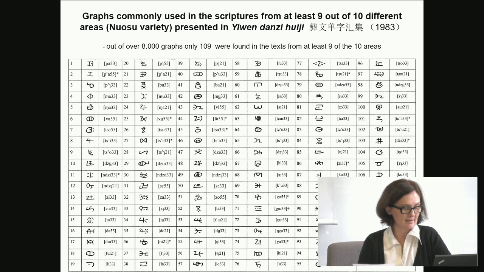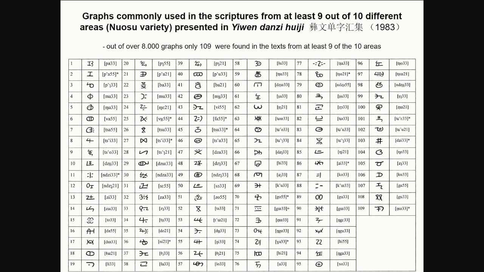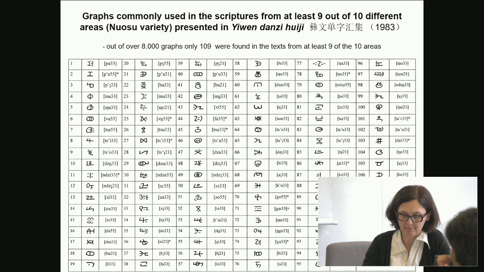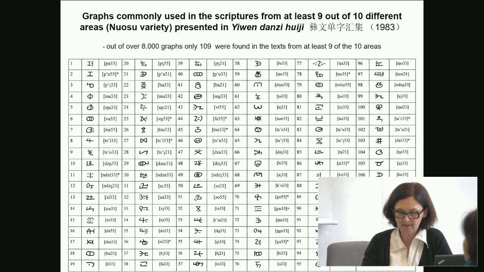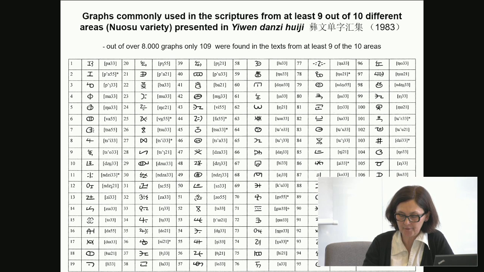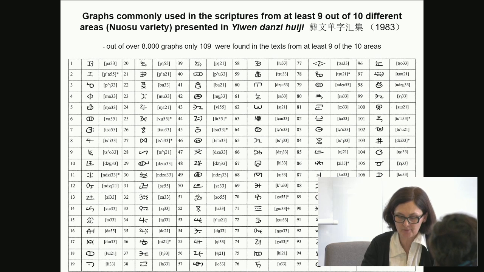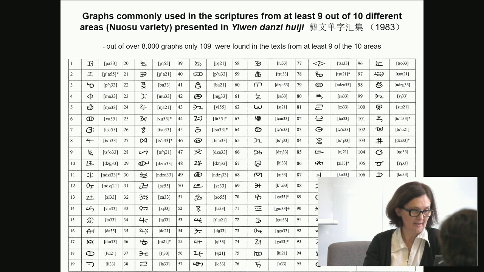This collection is called Yuan Danze Hui Ji, and it was published in 1983. The material gives an indication of the area in which a particular graph was used, and from my research, it follows that only relatively few strictly homographic signs were commonly used in the scriptures from all of these 10 places. I have found exactly 109 such graphs.